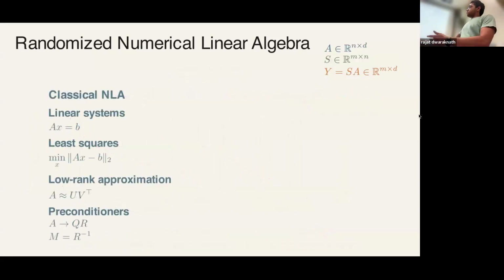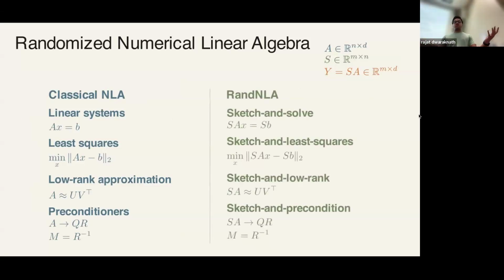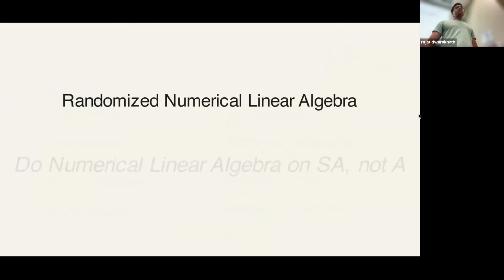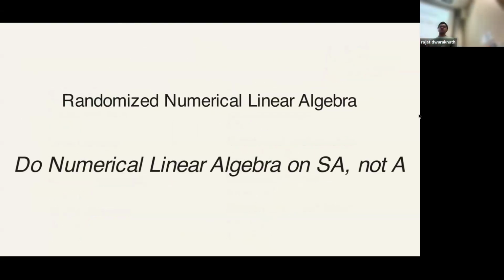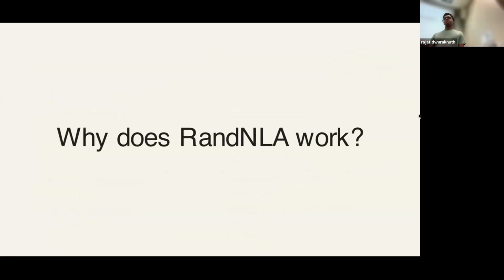And I just did least squares, but there's a whole host of other things you do in 302, which is all of classical NLA. You can do a RandNLA version of this by just sketching first. So the summary of RandNLA is just do numerical linear algebra on S times A instead of A. But the question still remains, why does this even work? Why does RandNLA work?